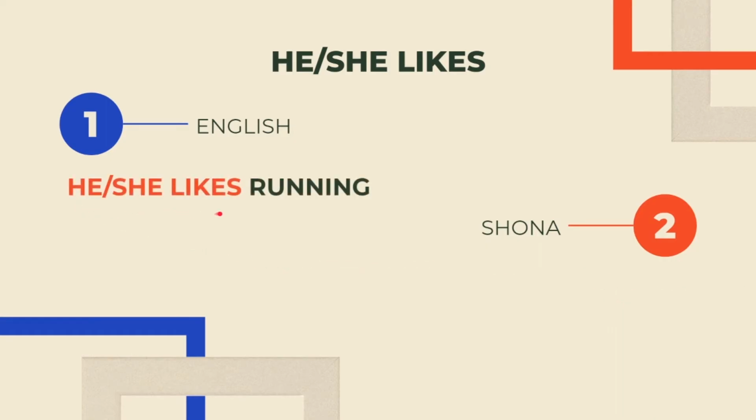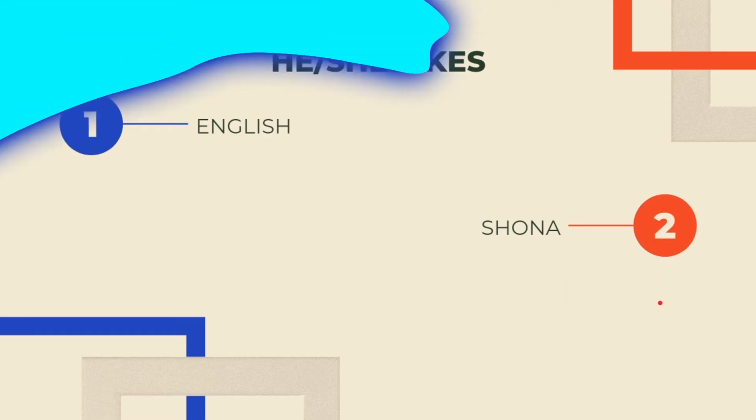Another example. He or she likes running. In Shona, that becomes anofarira kumanya. Running in Shona it's kumanya. Anofarira kumanya.